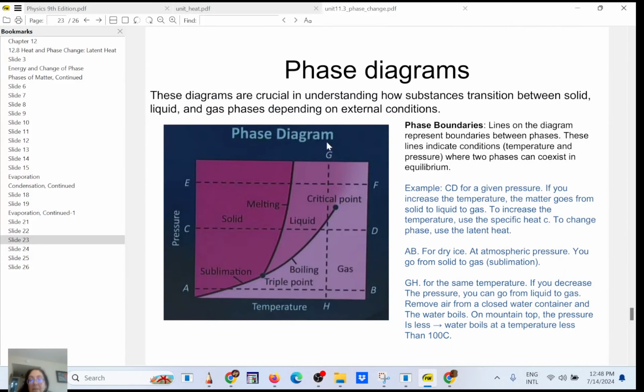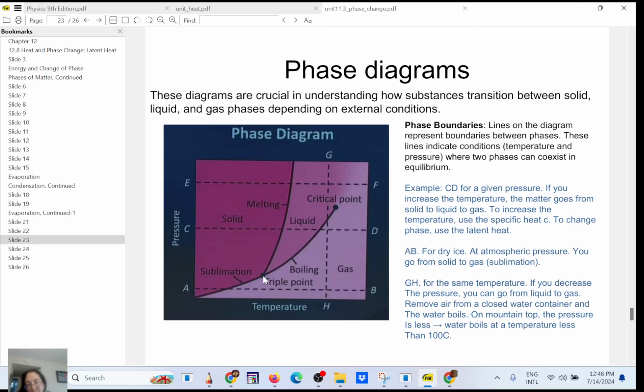So a few things here about phase diagrams. It will be just conceptual. It's just an introduction to thermodynamics. You see here those diagrams, they're gonna describe, for a given substance, the relationship between pressure, temperature, and phases.